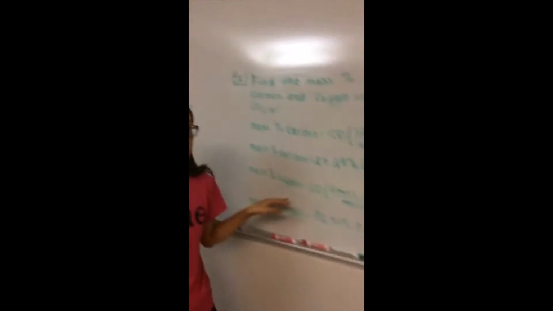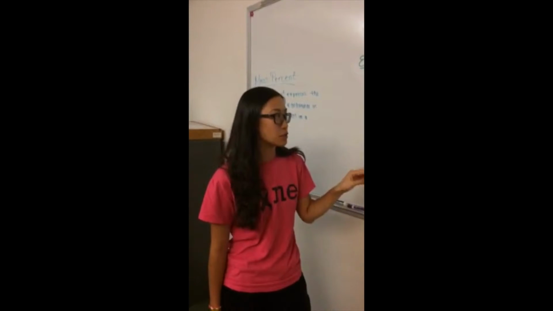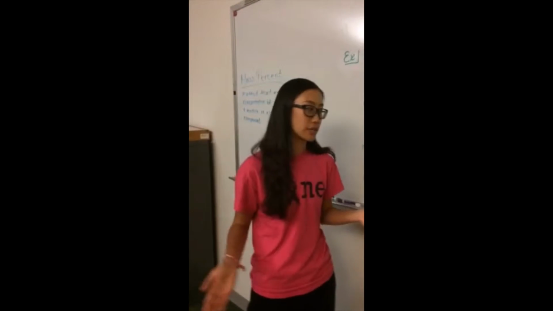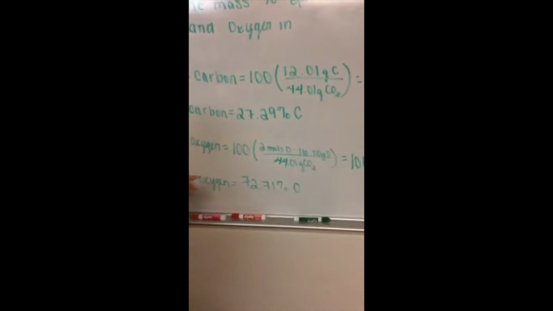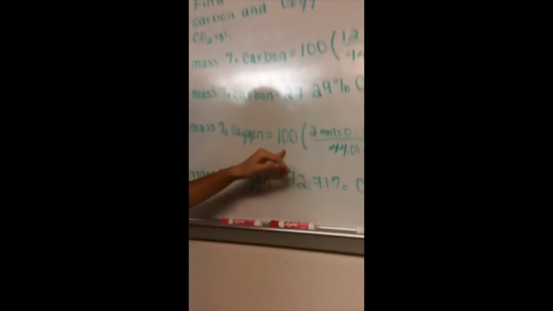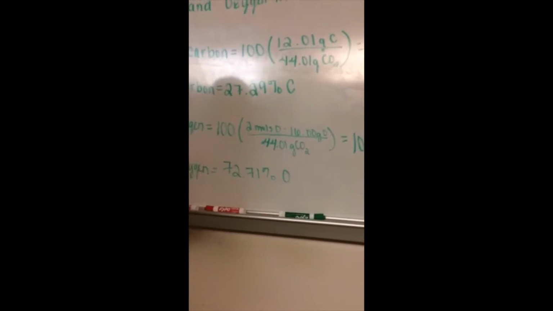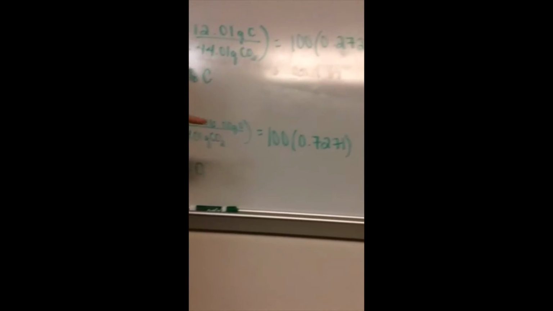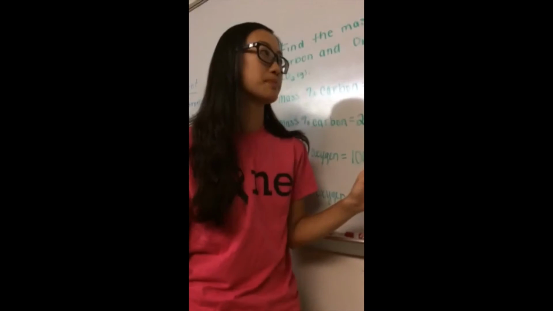To do oxygen, you do something similar. However, since there's 1 mole of carbon to every 2 oxygen, there's a 1 to 2 mole ratio. So you need to multiply 16 grams by 2. So for oxygen, you would do 100 times 2 times 16 over 44.01, which would equal 100 times 0.7271, which would result in 72.71% oxygen.